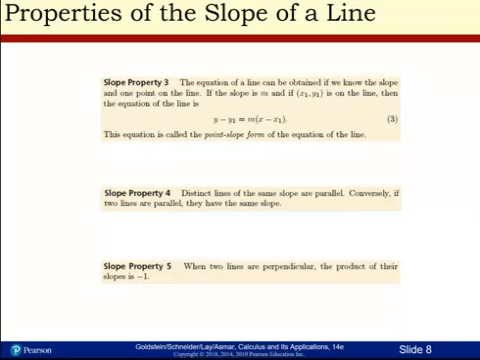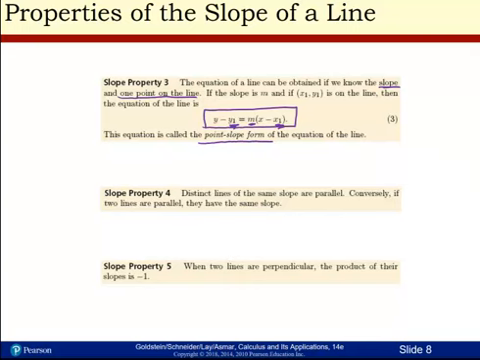Another important property that we're going to look at is the point slope form of a line, and we will use this point slope form over and over. The equation of a line can be obtained if we know the slope and 1 point on the line. There it is. Here's the slope and 1 point on the line. If the slope is m and the point x1, y1 is on the line, then we are given the equation y minus y1 equals m times the quantity x minus x1. This equation is called the point slope form of the equation of a line.